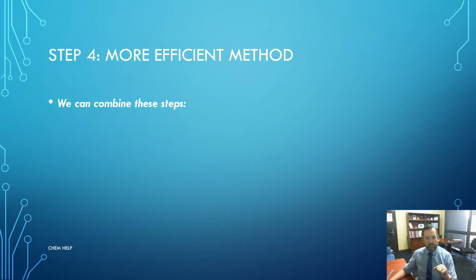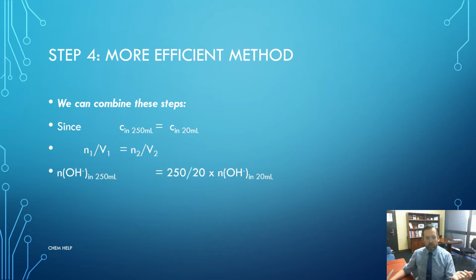A more efficient method is using this method, where we combine the steps. Whether you like stepping it out as 2 steps or combining it as 1 is completely up to you. It's a personal preference thing. I like combining it because it's easier for me, but you might find it easier or more logical to step it out. What you've got to remember is that C1 equals C2, or the concentration in the 250 equals the concentration in the 20. N1 on V1, which is concentration, equals N2 on V2, which is concentration. But now our volumes are different and our moles are different, and we just swap it around.